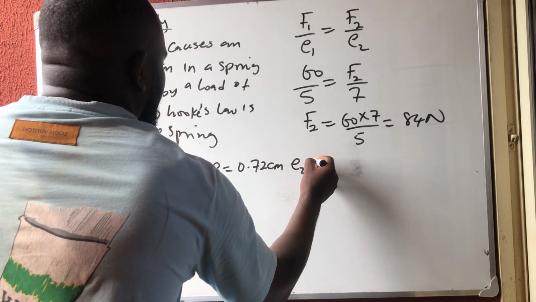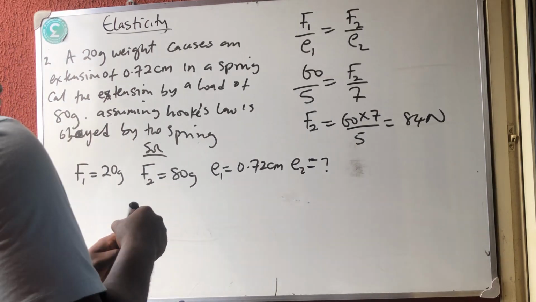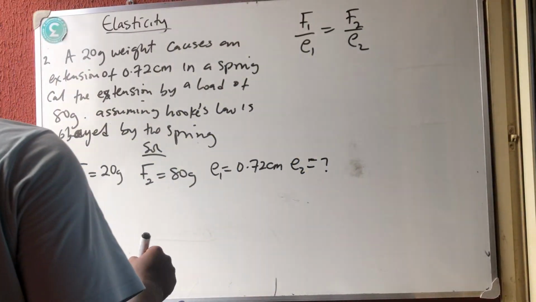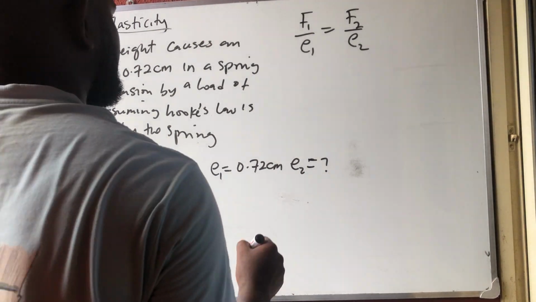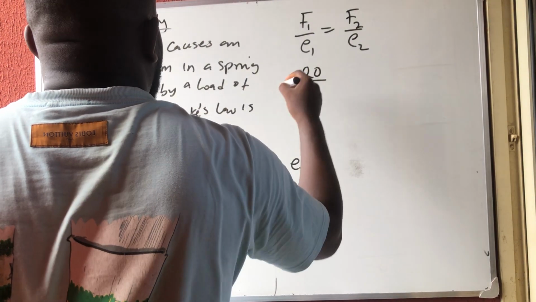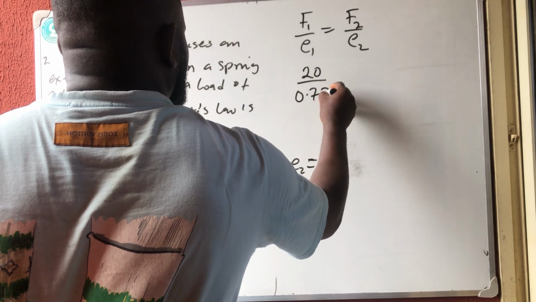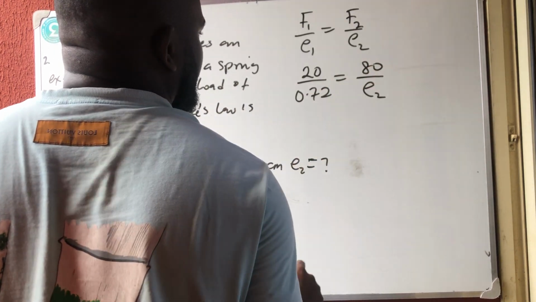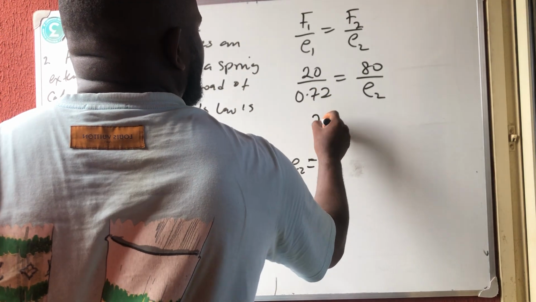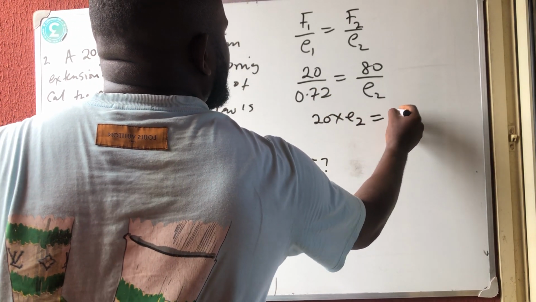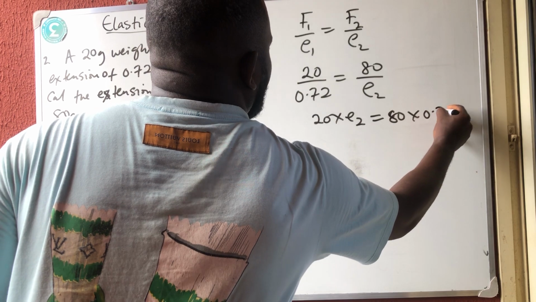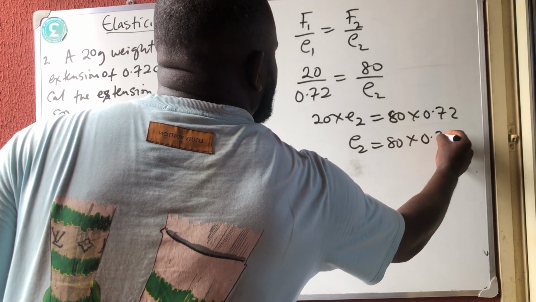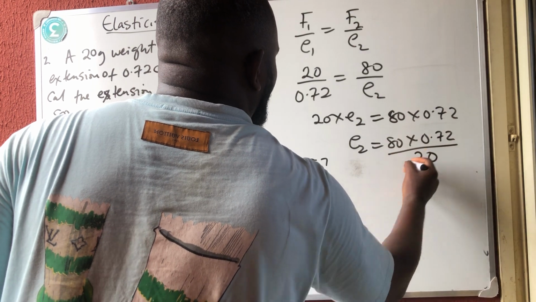for the second extension. So the same formula is applied. We know that F1 over E1 is equal to F2 over E2. So I have 20 over 0.72 is equal to 80 over E2, that I'm looking for. If I cross multiply, I have 20 times E2 is equal to 80 times 0.72. Therefore, E2 is equal to 80 times 0.72 divided by 20.